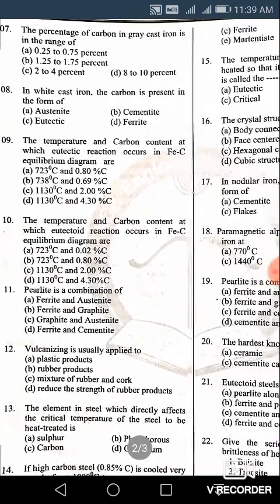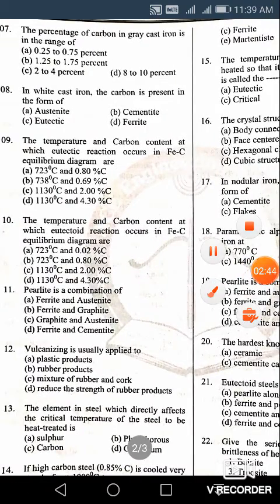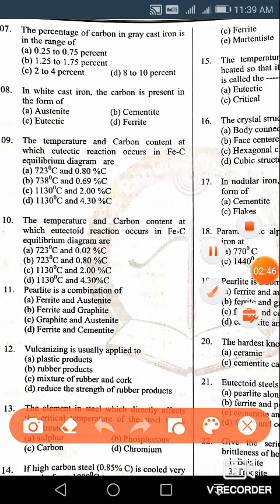Next question is the percentage of carbon in gray cast iron. All cast irons have a carbon percentage of more than 2%. For gray cast iron, the percentage is 2 to 4%. Really speaking, it's 3 to 4%, but the nearest answer is 2 to 4%. So the answer is C.